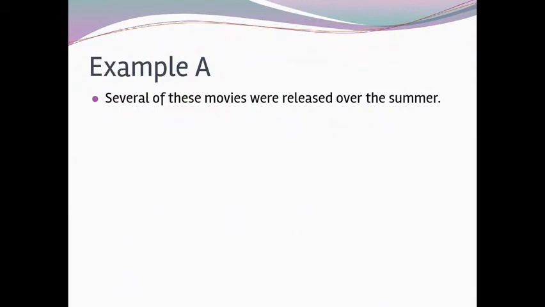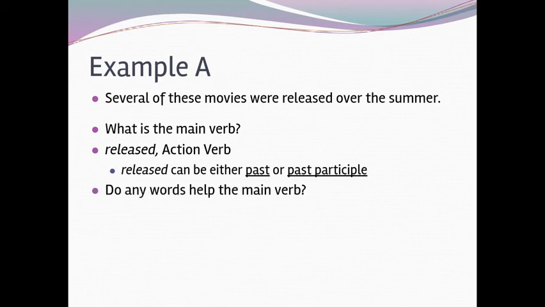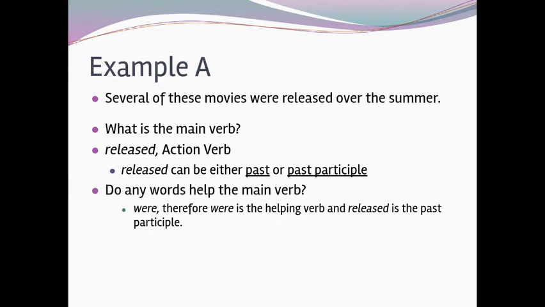Several of these movies were released over the summer. First question, what is the main verb? Looking at the sentence, again, looking for action verbs, it looks like released is an action verb. Next question we ask is, are there any verbs before or after that? As we're noticing here, that released can be either past or past participle. It's going to depend on whether we find helping verbs. Any words helping the main verb? Were released. Were is the helping verb and released is the past participle. Again, released can be past, but since there's a helping verb in front of it, released is the past participle.